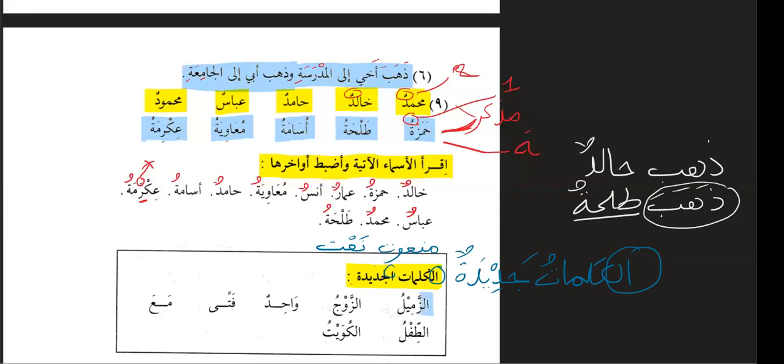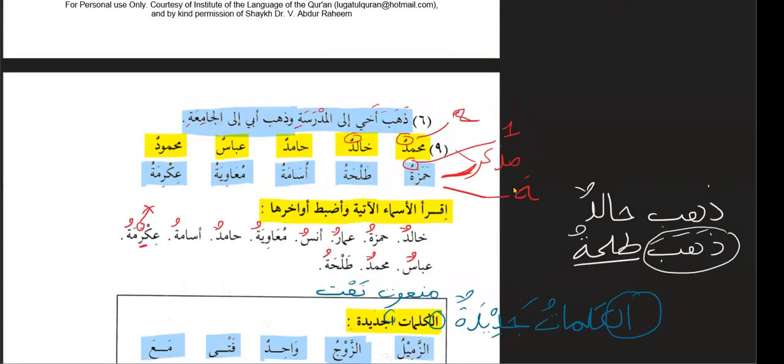Jamil. Then we have az-zamil, colleague or friend. Az-zawj, husband or wife. Wahid, one. Fata, we said young man. Ma'a, with. At-tifl, child. Al-Kuwait, Kuwait. Good. That's a long lesson. Are there any questions about this?